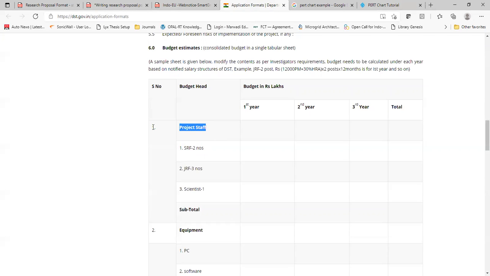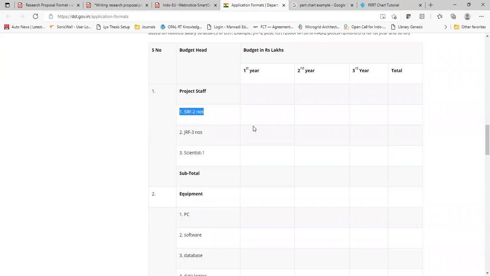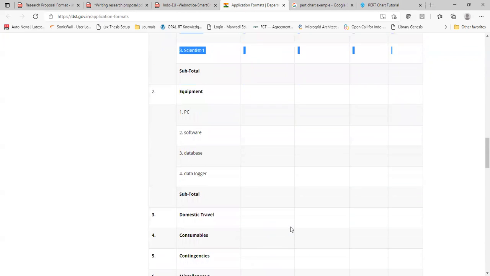The person who supervises the entire project doesn't get anything out of it, not as a direct benefit at least. Fine. So there will be one SRF, a person who is hired full time, a JRF who is hired full time, and a scientist who is also hired full time. These people will do the work under the supervision of the professor who has written the proposal.